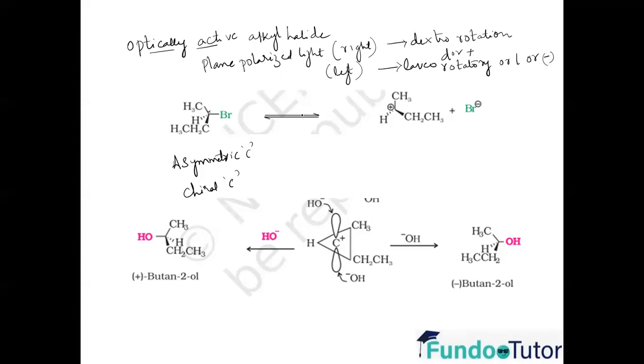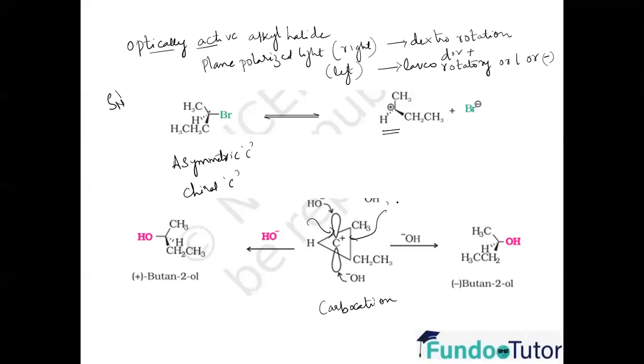So I said the SN1 reaction is proceeding through a carbocation intermediate. If this is optically active, that means if it is able to rotate the plane polarized light either towards the left or towards the right, then the carbocation intermediate which is formed here, right? In the second step, when it is attacked by the nucleophile, it can attack this carbocation from the front or from the back side.